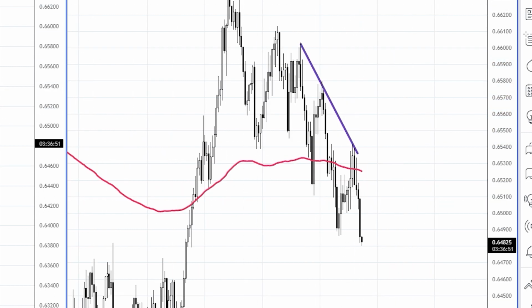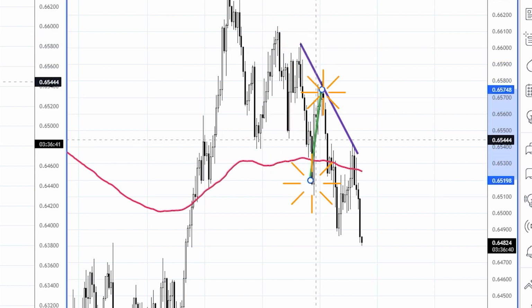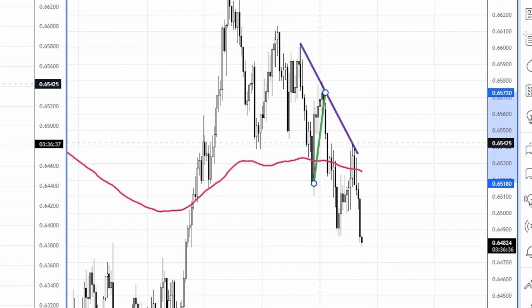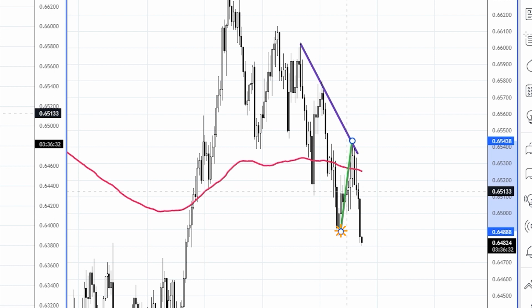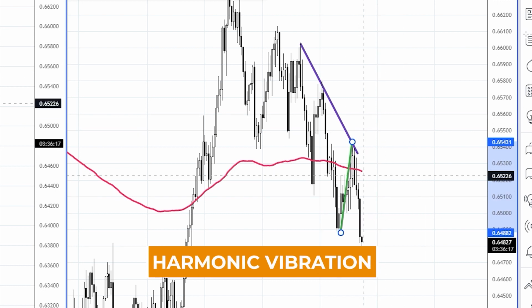What you'll also notice is if we look at this low to this high here, we can see that although we had a slightly larger move here, although the bodies of the candles were definitely contained within this vibrational move, we did have the highs and lows contained in this move right here. So we had some harmonic vibrations going on here.